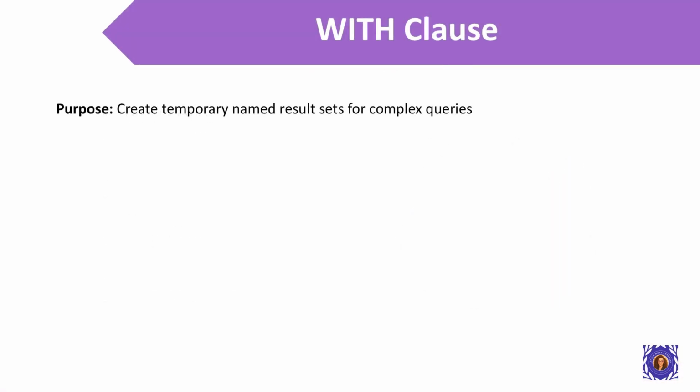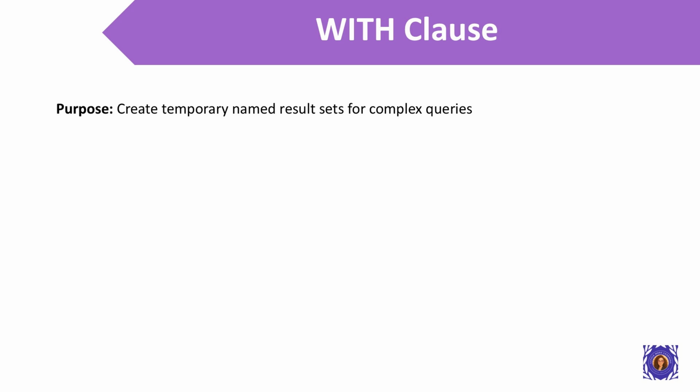The with clause is one of the most underutilized yet powerful features in SQL. Think of it as creating temporary, named tables that exist only for the duration of your query. These are called common table expressions, or CTEs for short. But why would you want to do this?